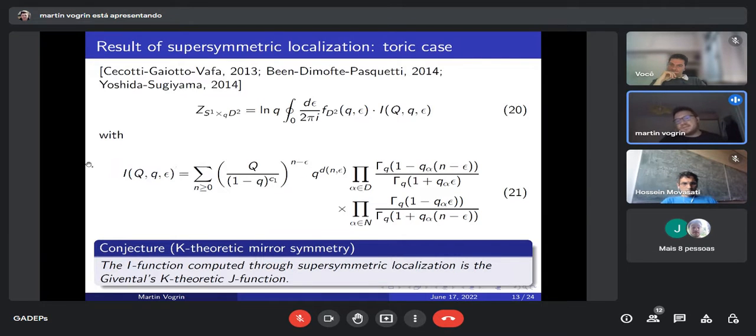And the conjecture is that this I function, which is computed through supersymmetric localization, is the K-theoretic J function that I introduced before. So in a sense, supersymmetric localization gives us a tool to compute K-theoretic J functions.